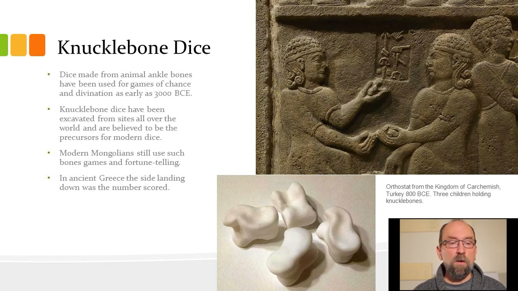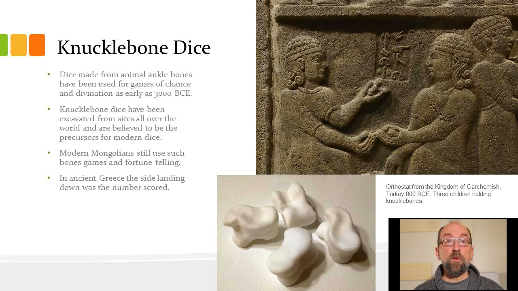Knucklebone Dice are dice that are made from the talus bone or the ankle bone of an animal. And it can roll and land on 6 sides. And these have been found in archaeological sites all over the world, the earliest being around 3000 BCE. And here's an example from a kingdom in Turkey in 800 BCE, with children holding and throwing knucklebone dice.